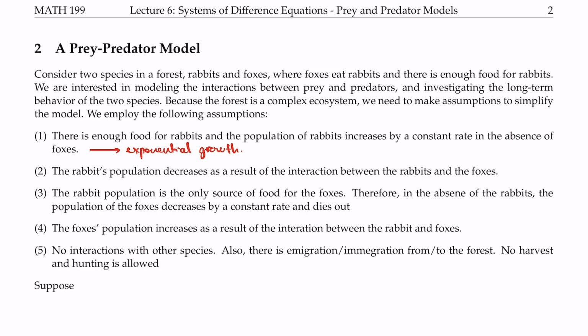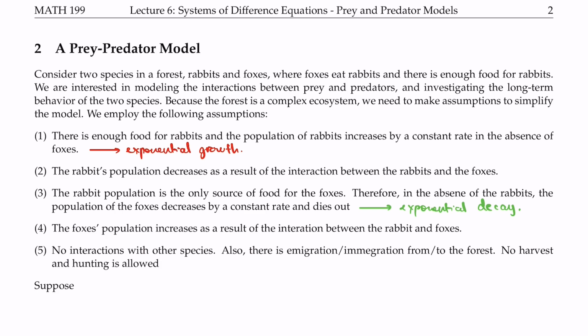For the third assumption, the rabbit population is the only source of food for the foxes. Therefore, in the absence of the rabbits, the population of the foxes decreases by a constant rate and dies down. In the third assumption, we're going to see the exponential decay in the population of foxes in the absence of rabbits. For the fourth assumption, the fox population increases as the result of interaction between rabbits and foxes. Okay, and number 5, no interaction with other species.